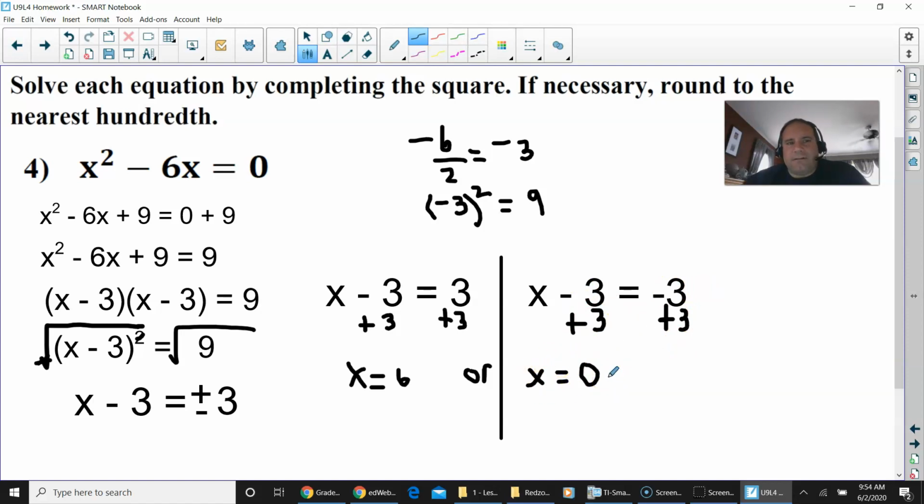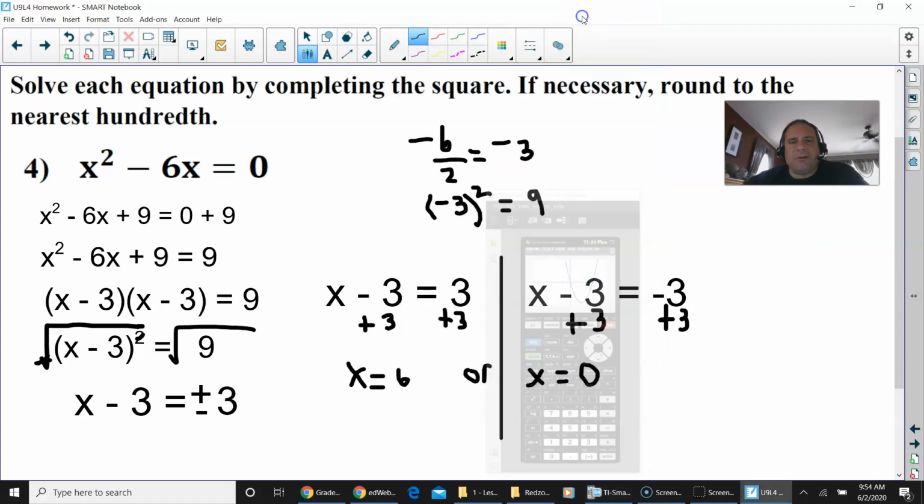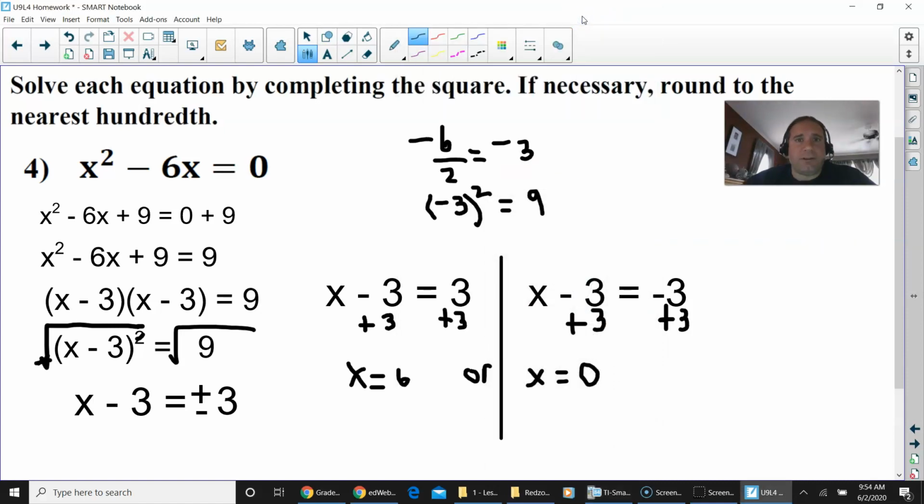Then I graphed this equation and I saw that, hey, wait a minute. When I graphed x squared minus 6x, I saw that one of the roots wasn't 12. This root is 0 and this root is 6. So just be careful, and then I went back and I saw exactly where I made my mistake. So that is very helpful.